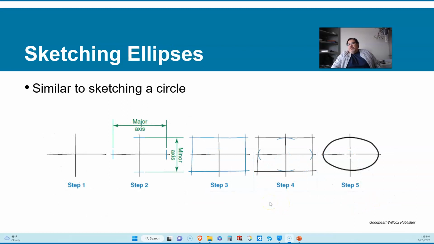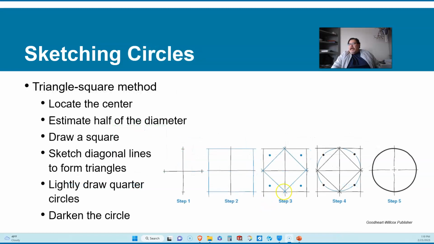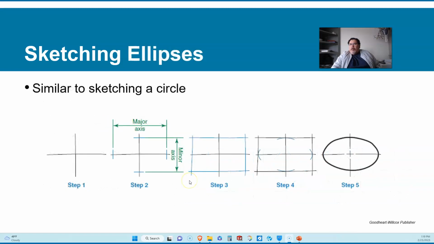Sketching an ellipse is very similar to sketching a circle, except that we have 2 different axes. When we located the half of the diameter from the center, it was the same on all four sides. But when we do that with an ellipse, it's only the same in two directions. So up and down will be a certain distance or a radius, and side to side would be a different radius.